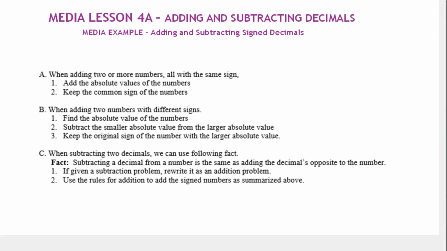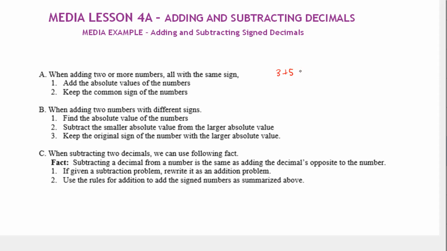In this example, we're going to look at adding and subtracting signed decimals. So here is a summary of some of the processes we learned about adding integers, which are positive and negative whole numbers. When we add two or more numbers, if they have the same sign, you add the absolute values of the numbers and keep the sign of the numbers. So I'm just going to give a couple examples as we go.